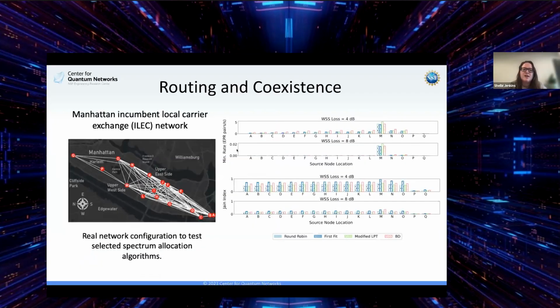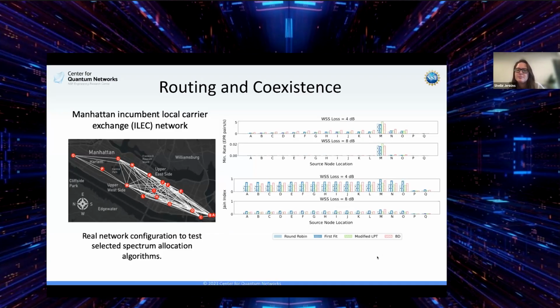So we did this for a couple of networks. Right now, we're only going to look at this Manhattan incumbent local exchange carrier network. This is an actual network that exists in Manhattan. It's multiple nodes connected through fiber. We only have their geographical location and their coordinates. We don't have the actual paths that they are taking. So we did this as bird's eye view distance, when in reality, they will be a little bit longer. We placed our source node at all of these different nodes to see which ones perform better.